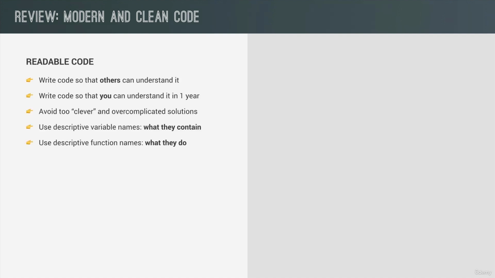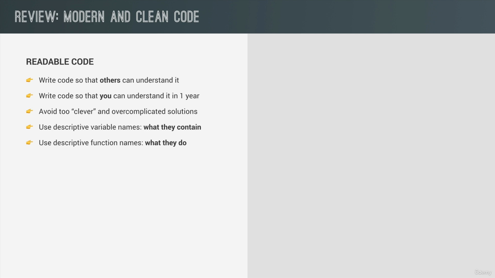So, one of the most important things when you code is that you should write readable code, which basically means that you should write code so that others can understand it, and also so that you can understand it yourself in the future. Also, you should try to avoid writing too clever and maybe overcomplicated solutions that might make you feel really smart as a developer, but which also might make your code very confusing and unreadable. And so in many situations, it's best to simply write the most straightforward solutions.